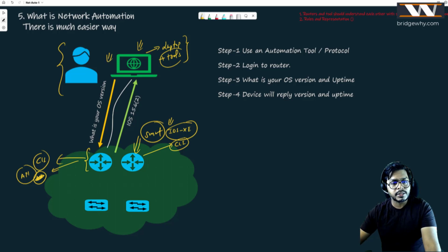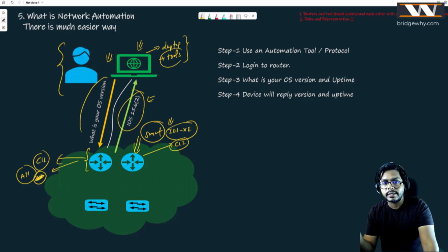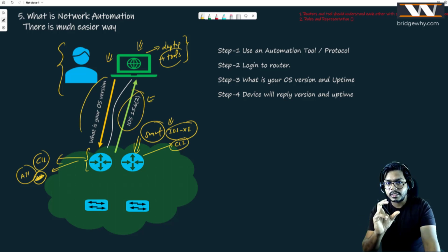Now you are asking, what is your OS version, Mr. Router? Can you please tell me? And the router is replying, yes, the IOS version is this one. No, nothing. You do not need to write this into a file, and then I parse that file using regular expressions and so many things. No, nothing. You just ask a straightforward question, Mr. Router, what is your IOS version? And Mr. Router replies back. It is as simple as that. This is the simpler approach.